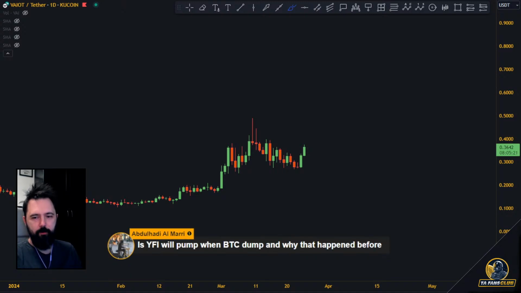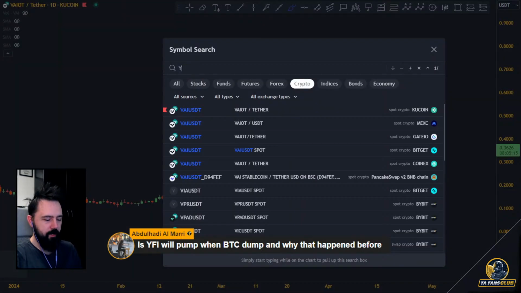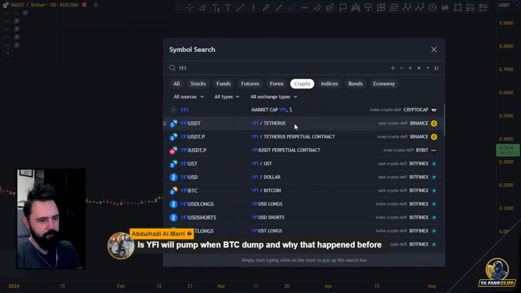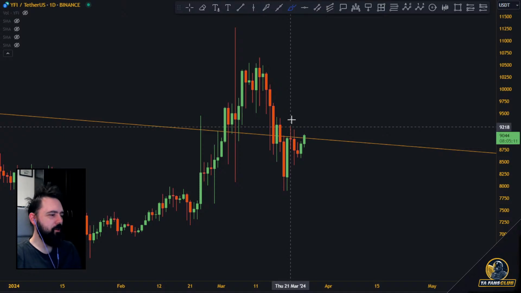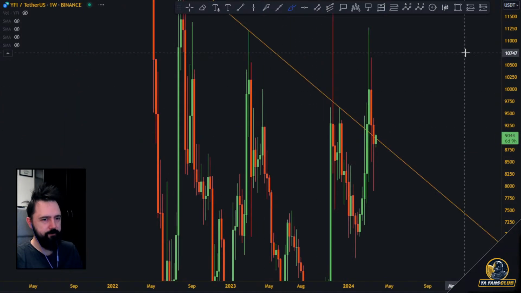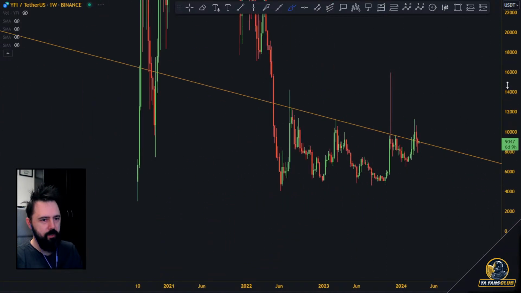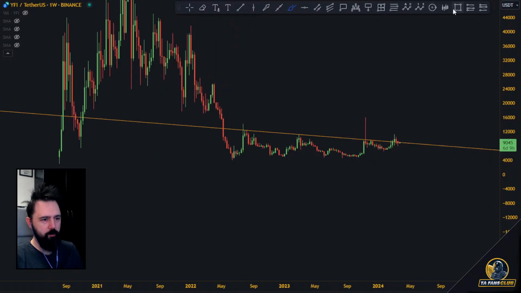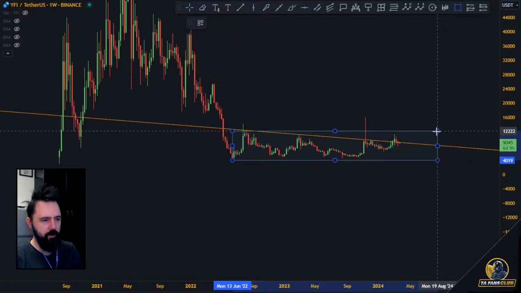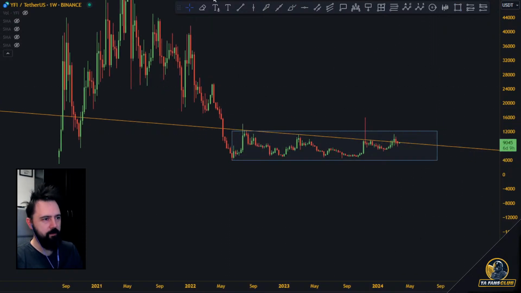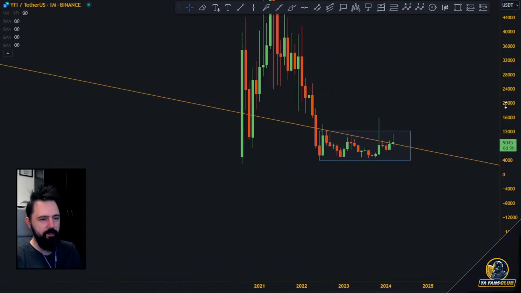Will WIF pump when Bitcoin dumps, and why did that happen before? WIF. I remember Ivan on Tech being very bullish on WIF. And it's still an accumulation zone. I mean, it still hasn't broken up out here yet. So this looks like XRP.